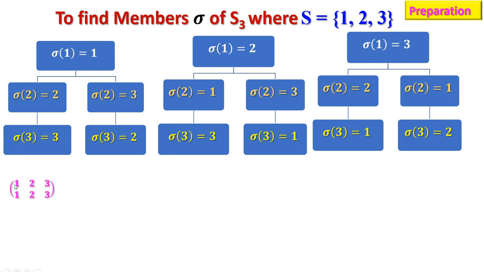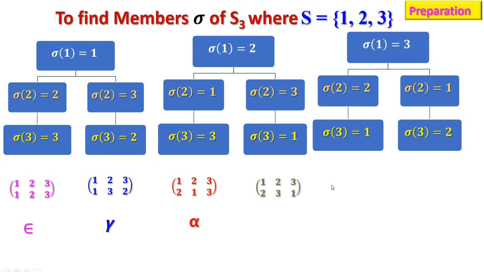Now this can be represented in two-row notation like this. That is, you have the elements of the domain in the first row and the corresponding images in the second row. This we shall call epsilon. In this case, you have 1 being taken to 1, 2 to 3, 3 to 2. This is named gamma. And here 1 is taken to 2, 2 is taken to 1, 3 is taken to 3. This is named alpha.